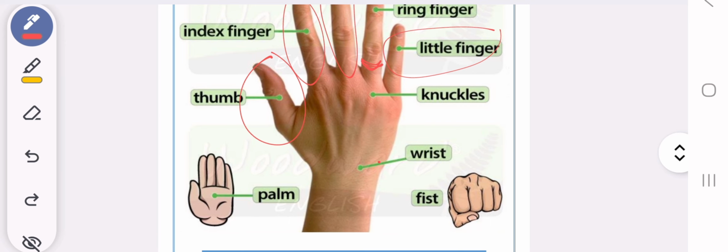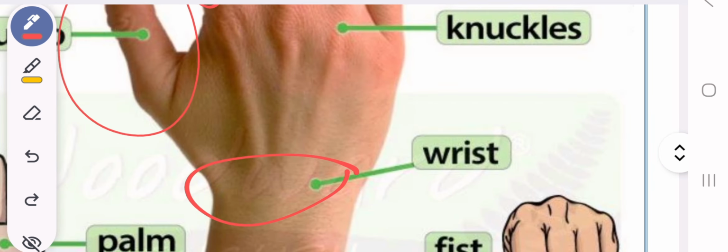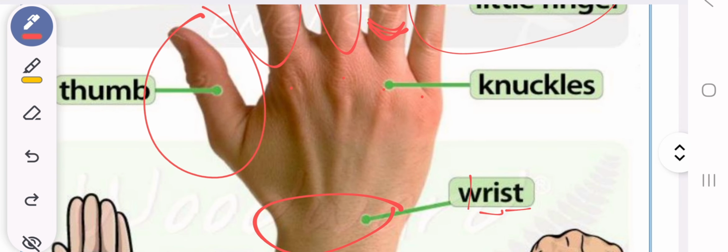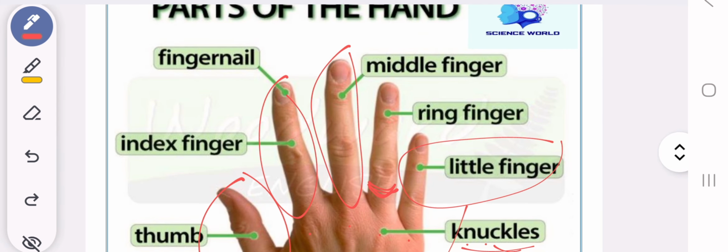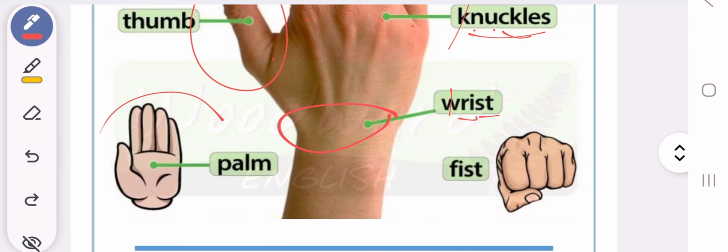Yes. So this part, where you can find the attachment between your hand and your arm, is called the wrist. W is silent, R is R. Okay, and this part is called knuckles. K is silent, N, A, knuckles. We have also nails. And if I just open my hand, this is my palm. And this is my fist.